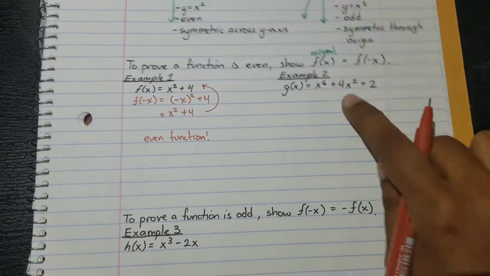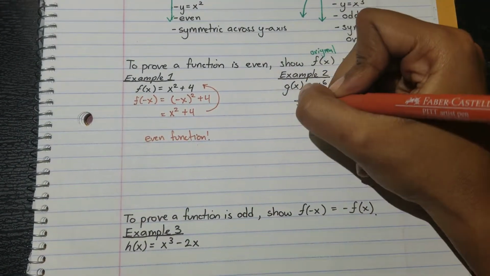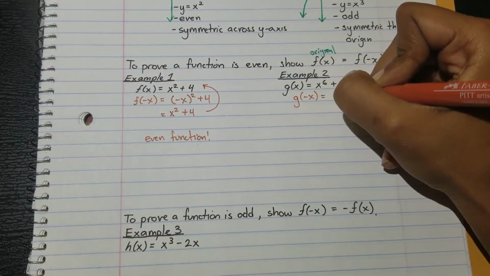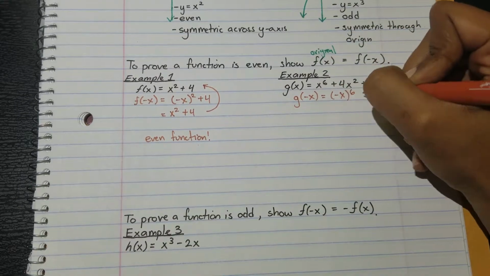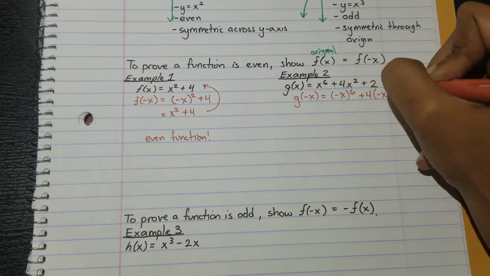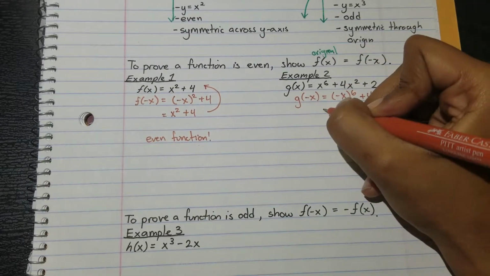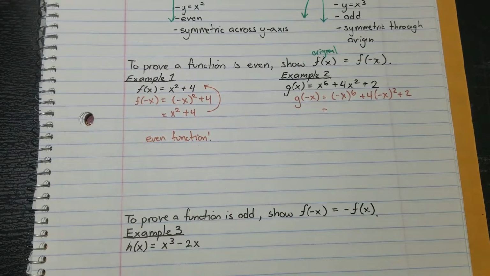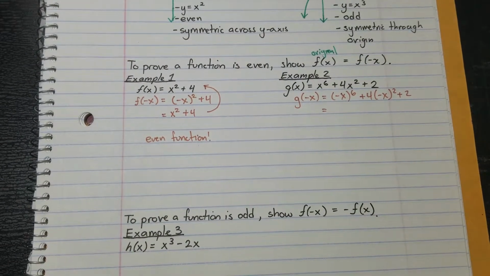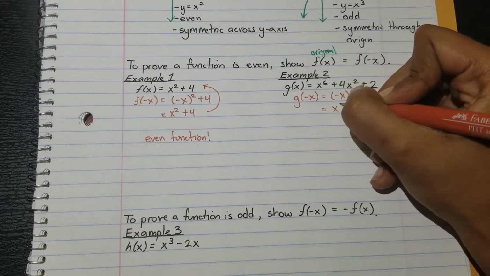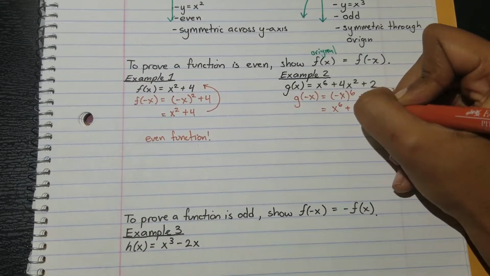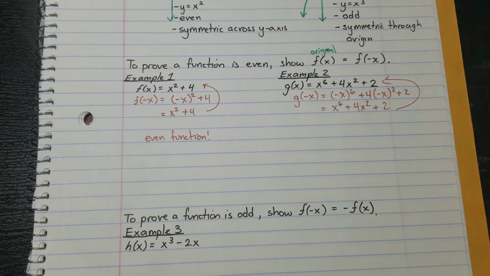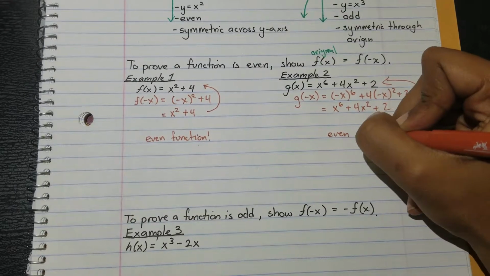Okay, let's check it out on this one, a little bit more complicated looking. So you're going to take g of x and substitute negative x into it. You get negative x to the 6 plus 4 times negative x squared plus 2. Any time you raise a negative variable or number to an even exponent, it's going to be positive regardless. So this does end up being x to the 6 plus 4x squared plus 2, which is the exact same formula as the original function. So yeah, this is still even.